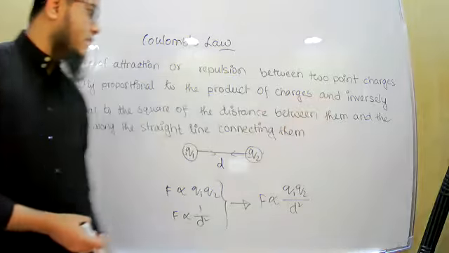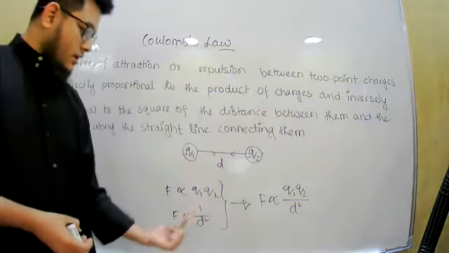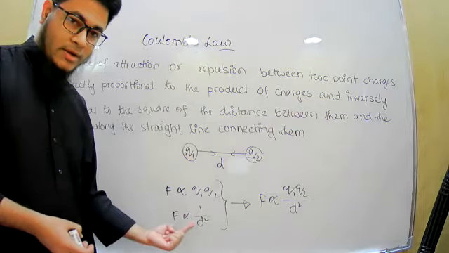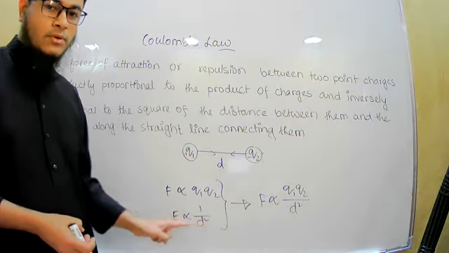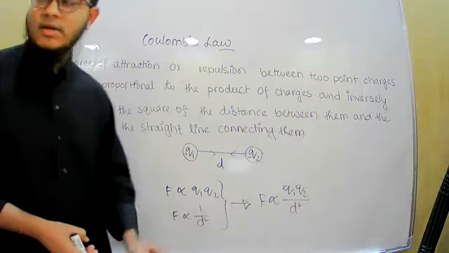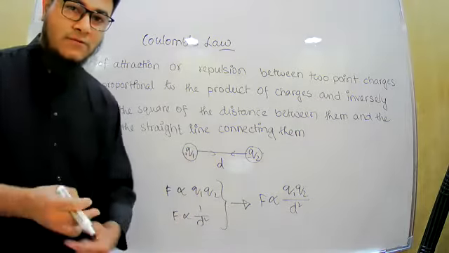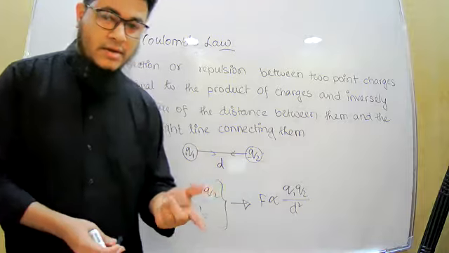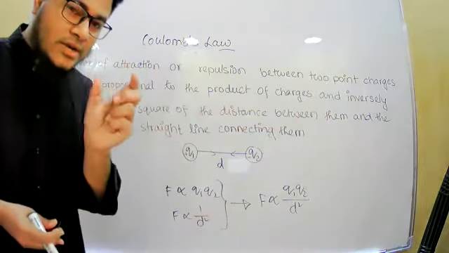And then inversely proportional to the square of the distance between them. Now, inversely proportional, that means 1 by. Inversely proportional to the square of the distance, that is d square, okay? Force will be proportional to 1 by d square. Now we understand that with distance, the force acts oppositely, right? If you keep on increasing the distance, the force will get weaker and weaker.